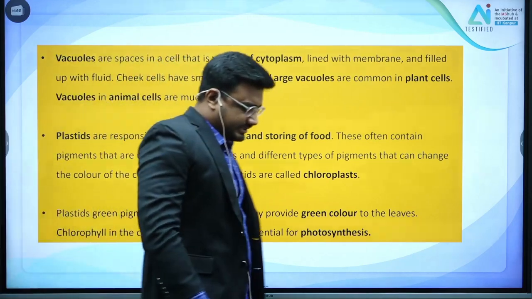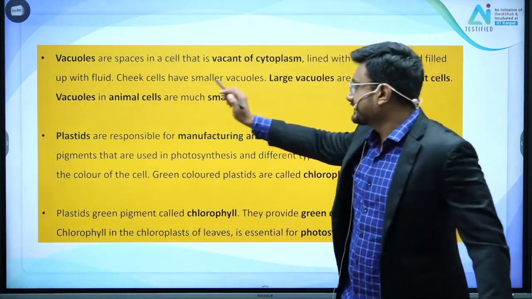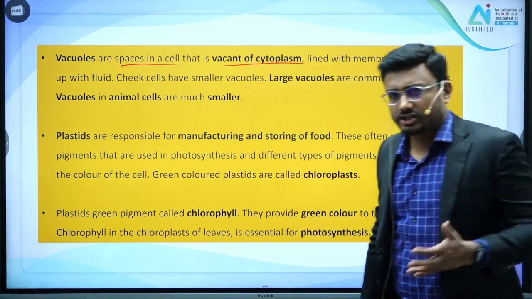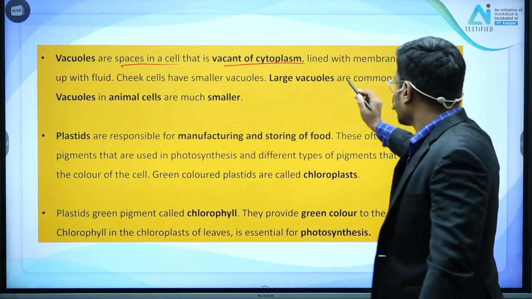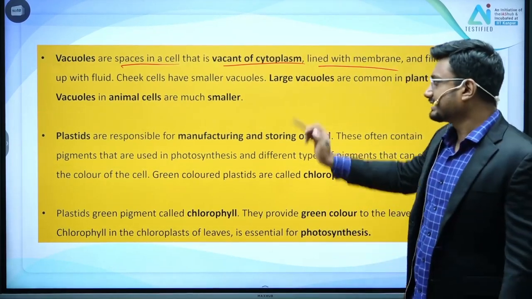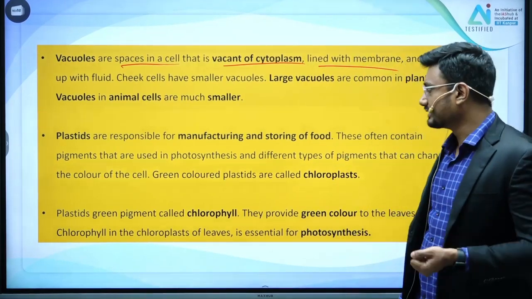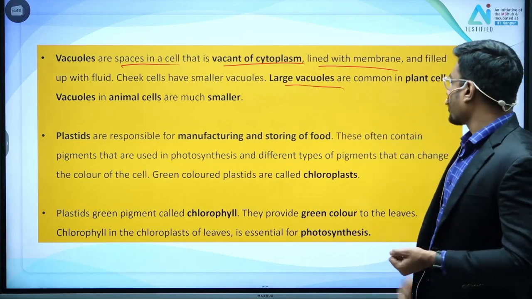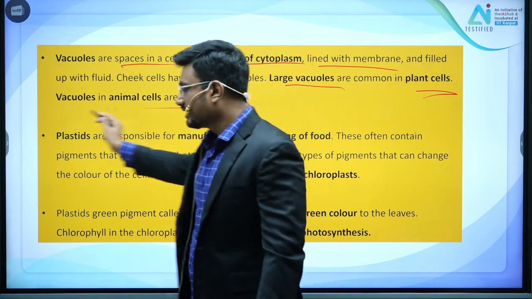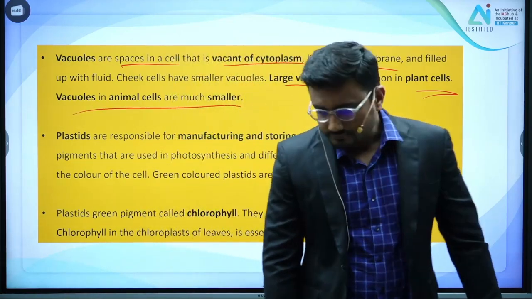Vacuoles are spaces in the cell that are vacant of cytoplasm. Vacuoles do not have cytoplasm. They are lined with membrane and filled up with fluid. Cheek cells have smaller vacuoles. Large vacuoles are common in plant cells, while vacuoles in animal cells are much smaller.